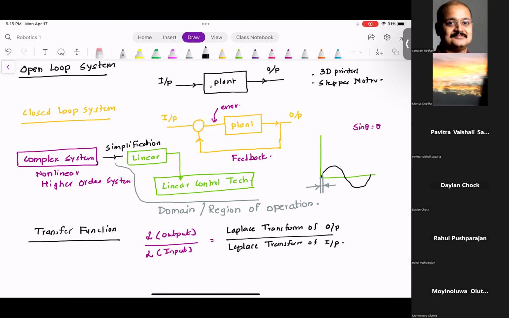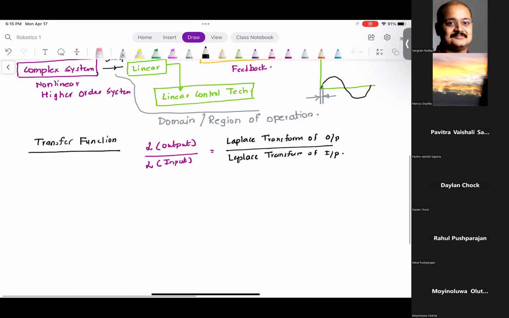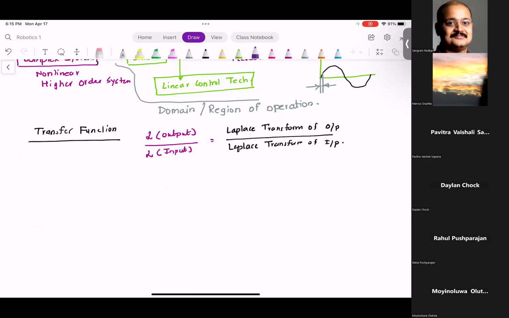And most of you might have seen this concept of Laplace transform, but for my own satisfaction, I'm going to give you a quick overview of what Laplace transform is. Now, Laplace transform is a simplification technique, and this technique is somewhat similar to logarithms.